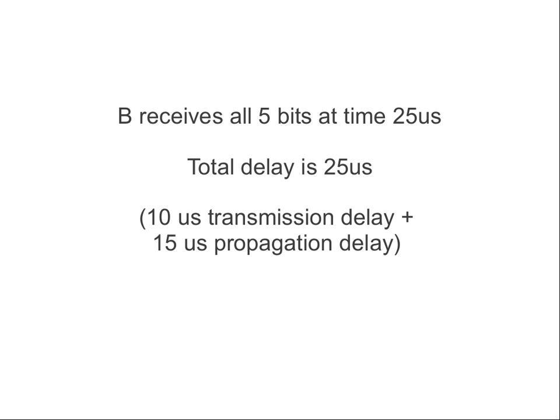You just need to recognise, okay, processing is 0, queuing is 0, total delay is the sum of the 4 components. Transmission, data size divided by rate, 10. Propagation, distance divided by speed, 15. Total, 10 plus 15, 25.